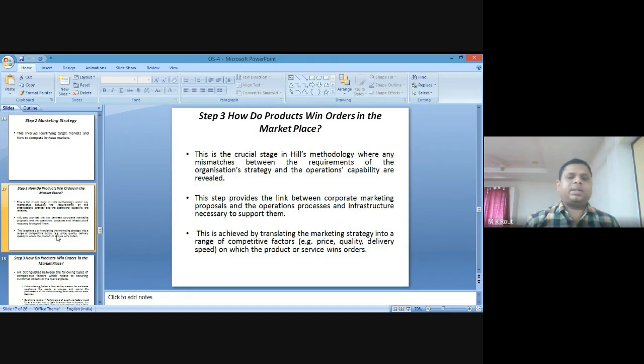in that particular strategy, this is a very crucial stage in Hill's methodology, or Terry Hill's methodology, where any mismatch between the requirements of organization strategy and the operation capability is revealed. So this step provides a link between corporate marketing proposals and operation process and also the infrastructure necessary to support them. This is achieved by translating the market strategy into a range of competitive factors like your price. The next one is quality. Next one is delivery speed, on which the product and services win the orders.